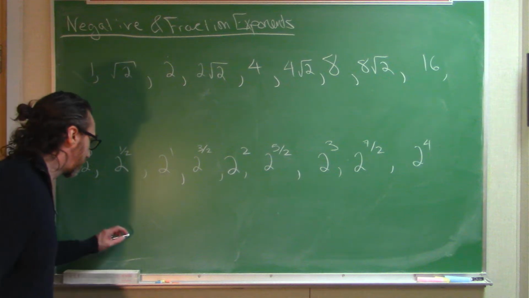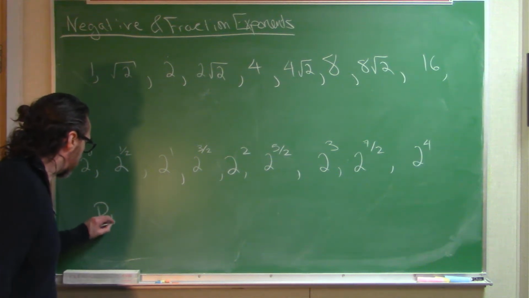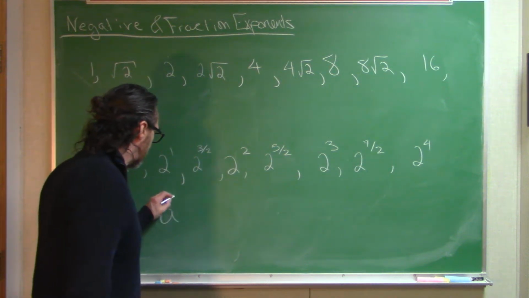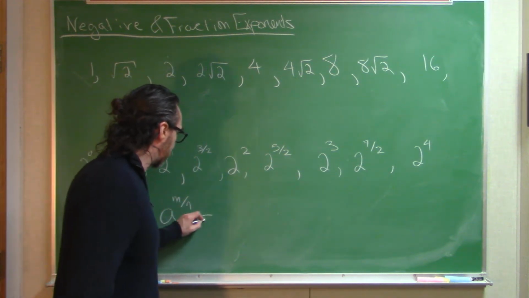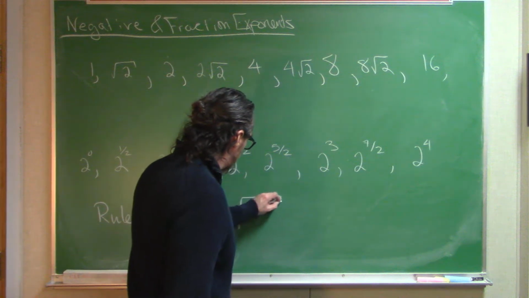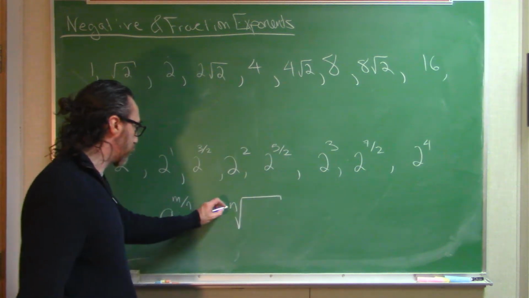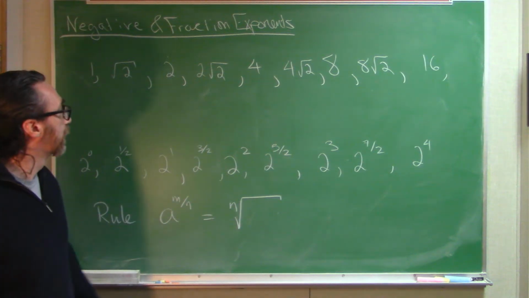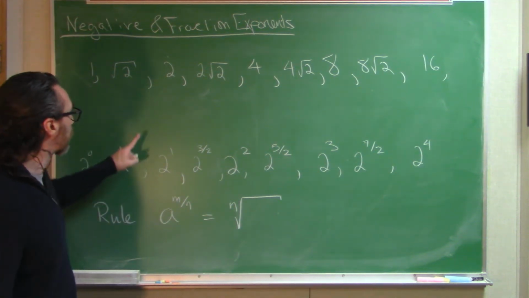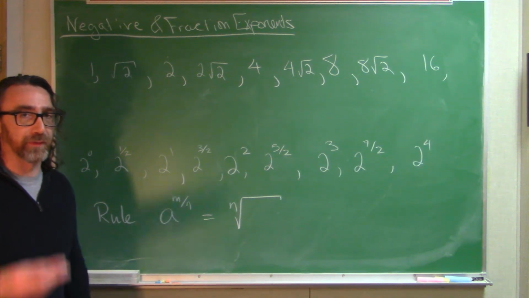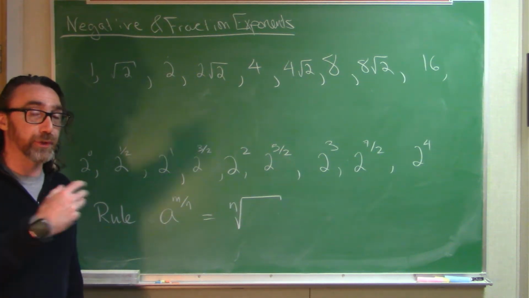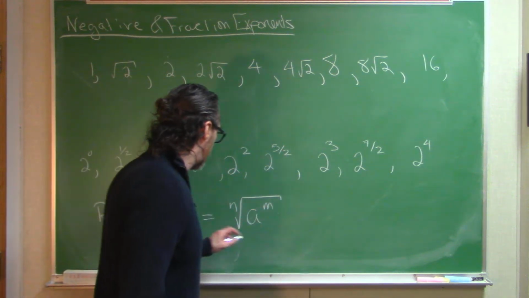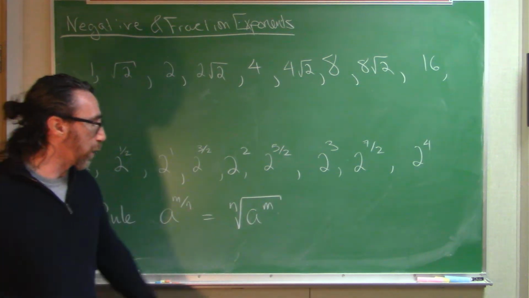Okay, roots. So the general rule is a to the m over n is equal to the nth root, so the denominator tells you which root to take. If the denominator is a 2, we're going to do square root. If the denominator is a 3, it would be cube root, and so on. And the numerator tells you the power.